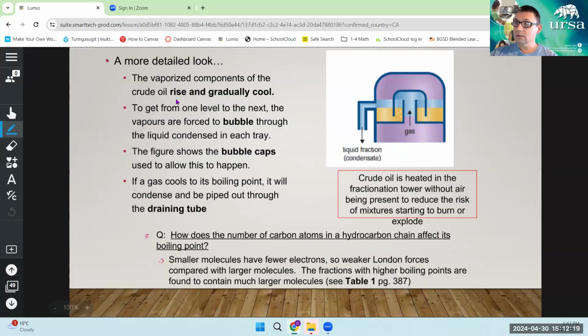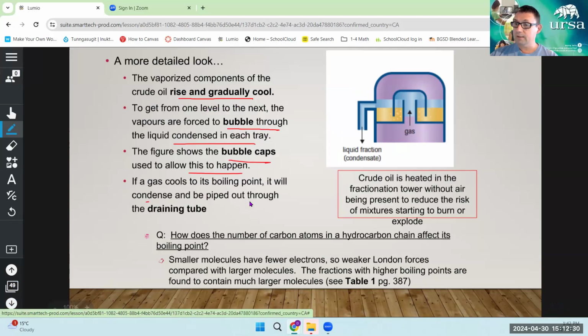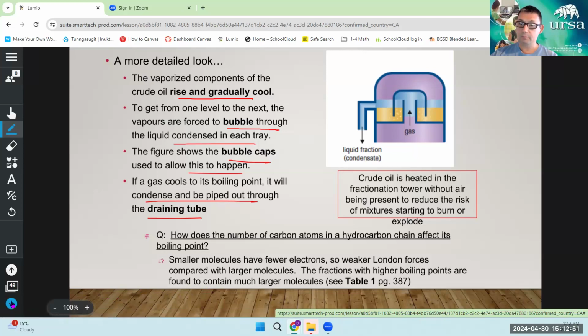Now, in more detail, again, it rises, it cools. To get from one tray to the next, it bubbles through different condensation trays, and you can see the bubble caps that are used to allow this to happen. Now, if it cools to its boiling point, it condenses and is piped off. The greater the number of carbons, the greater the boiling point, which means it comes off lower down. So you get the higher boiling points and the lower boiling points accordingly, based on that principle.